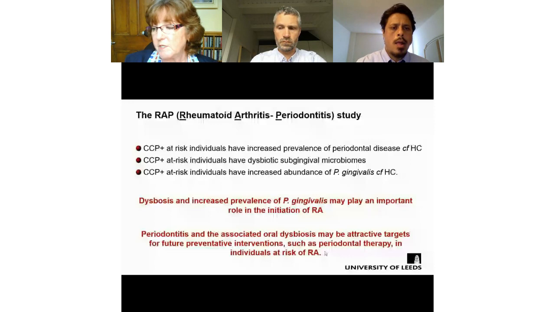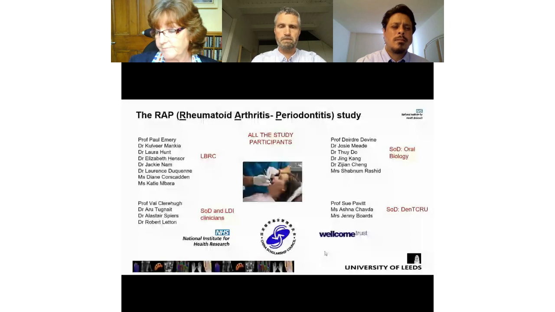So we're reaching out to some clinical colleagues in Glasgow and Birmingham, and we're also looking for industrial partners who might be interested in this kind of activity as well.